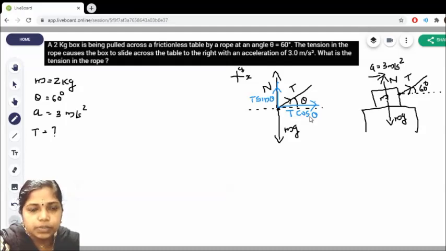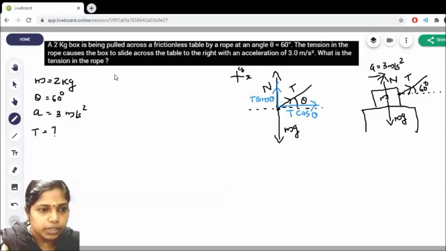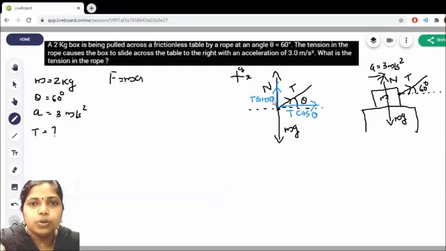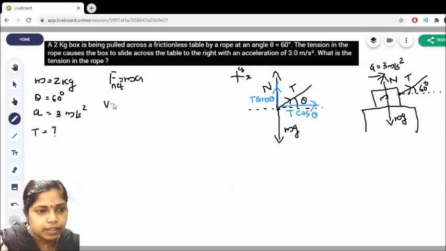Okay, so once we resolved all the forces, the next step is we have to apply Newton's law here. So I am applying Newton's second law, F is equal to ma, along horizontal direction and vertical direction, right? First, if I am applying Newton's second law along vertical direction, this F represents the net force acting along the vertical direction, right?